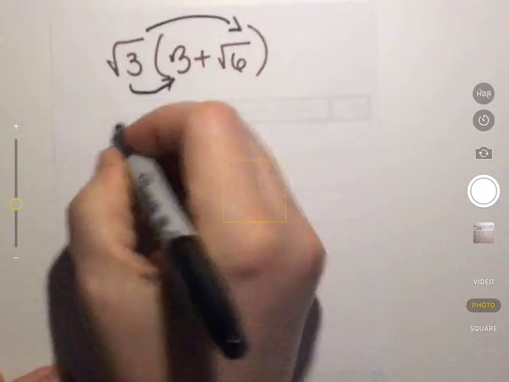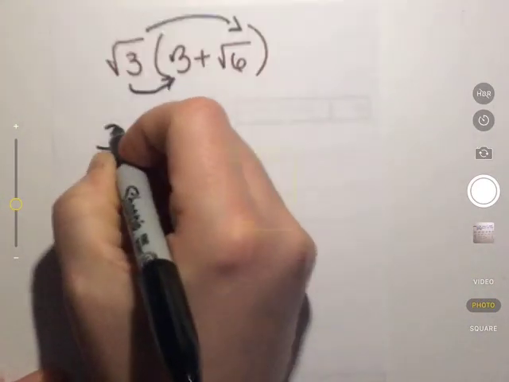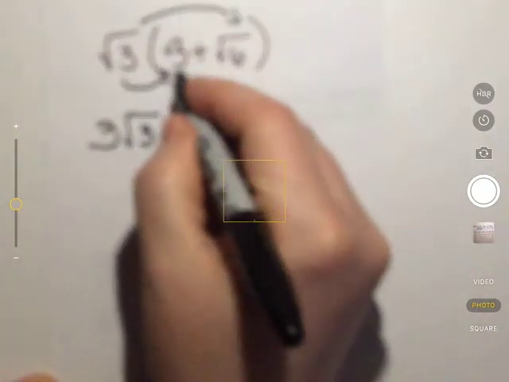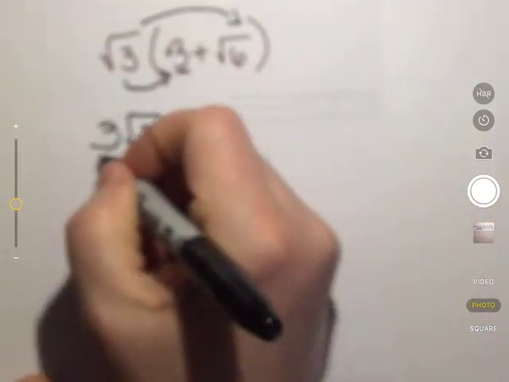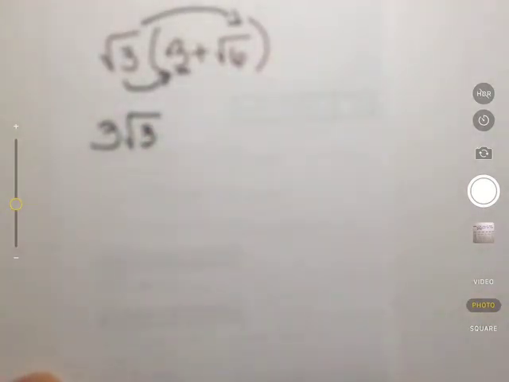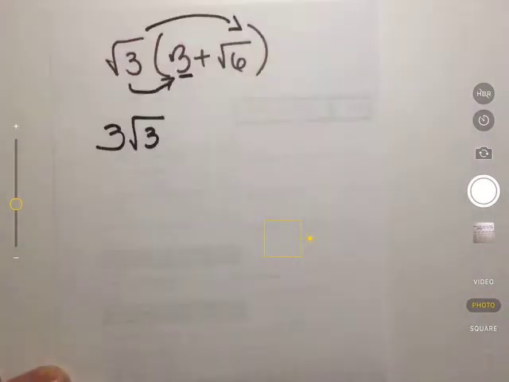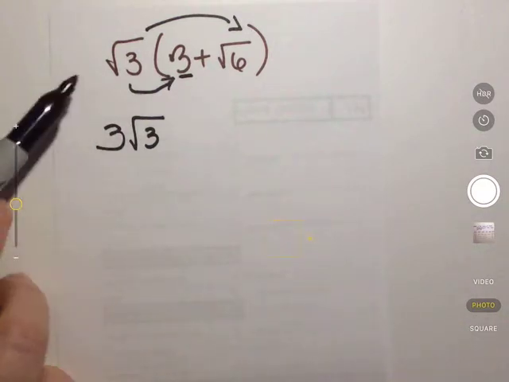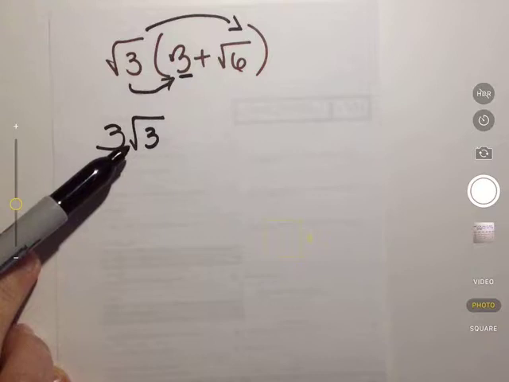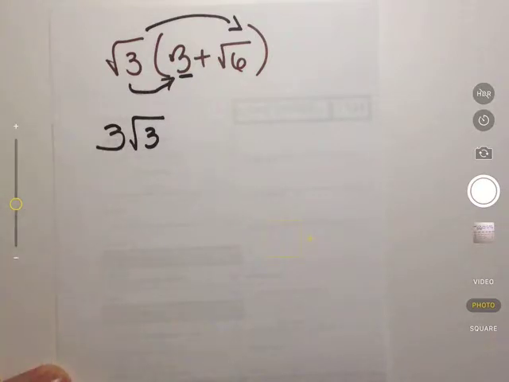So the first thing is 3 times the square root of 3. This 3 is outside the radical. It stays outside the radical. It's a little blurry there. This 3 is inside the radical. It stays inside the radical. You can only multiply things outside with other things outside and things inside with other numbers inside.